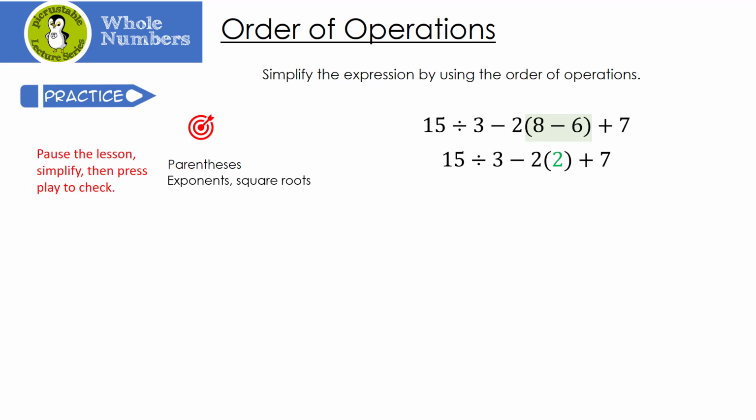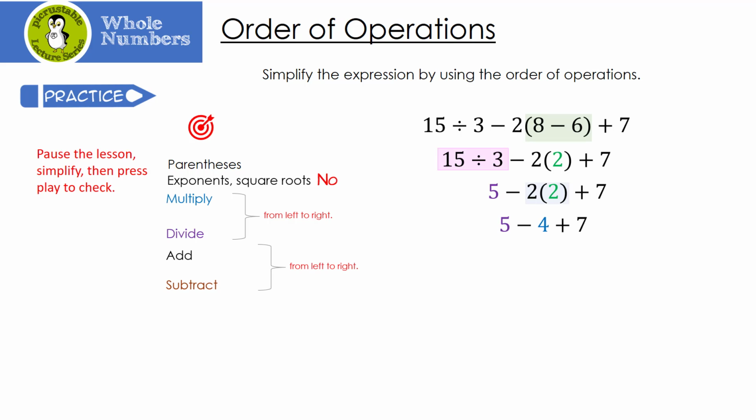What about exponents or square roots? No. What about multiplication or division? Yeah, and we start from the left. 15 divided by 3 is 5. Great. Do we have any more multiplication or division? Yep, we do. 2 times 2. Ooh, that rhymed. Anyway, 2 times 2 is 4. And finally, do we have any addition subtraction? We sure do. And we need to start from the left. 5 minus 4 is 1, and then 1 plus 7 is 8. Great!